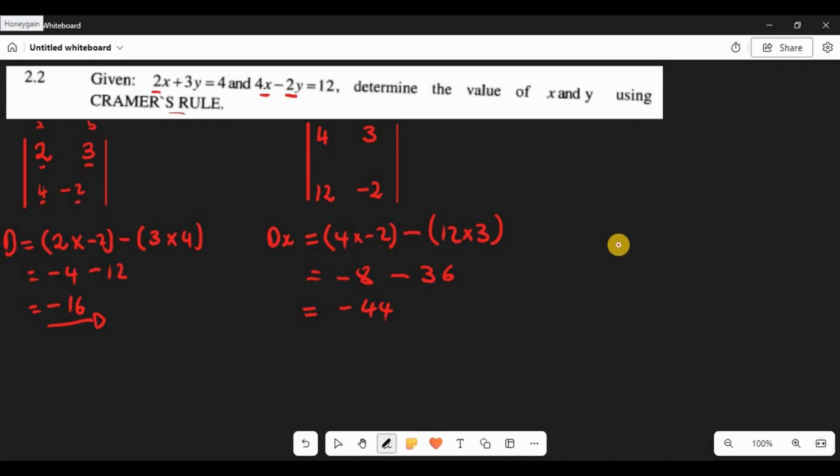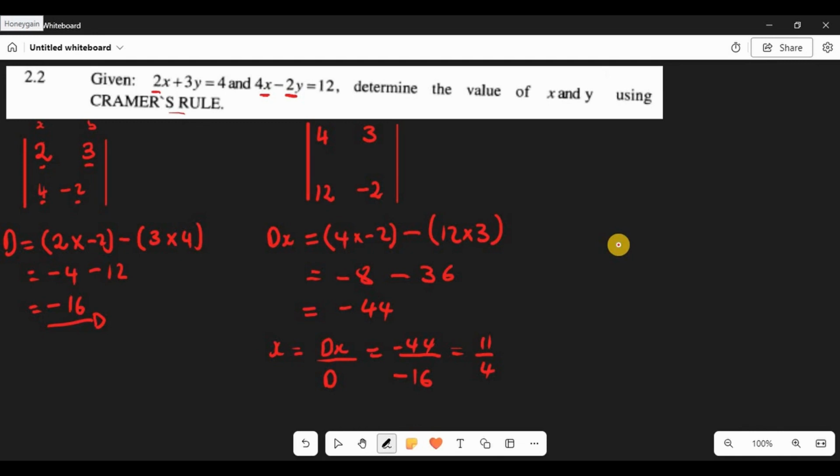So you need to find the x value. How do you find the x value after you find your determinant for x? It's pretty simple. What you do is x is gonna be equal to the determinant of x divided by the determinant. So now this negative 44 is going to be divided by this negative 16. Now when we continue, this is going to give us 11 over 4 because this is negative and negative. So x is equal to 11 over 4.